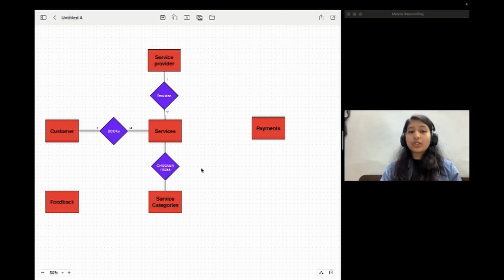Now let's talk about services to service categories. So many services are chosen from many service categories. There is no boundation for it. So here it is a many to many relation.